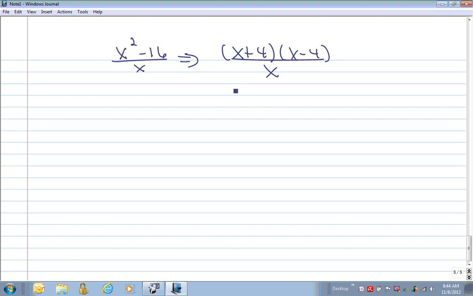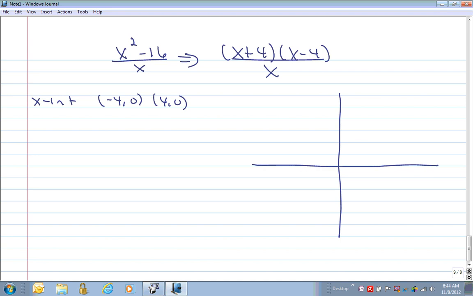All right, let's take a look now at our x-intercepts. Remember, our x-intercepts are what make the numerator 0. So in this case, our x values would be -4 and +4. Let's go ahead and put those on our graph. We know where those are. So at -4 and +4. All right, so we have 2 points on our graph.